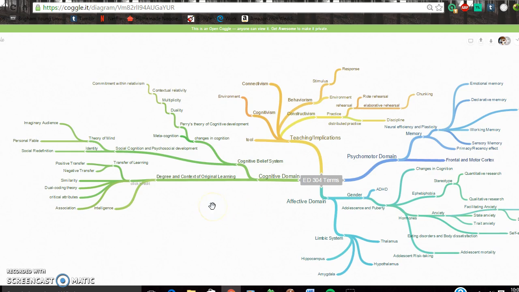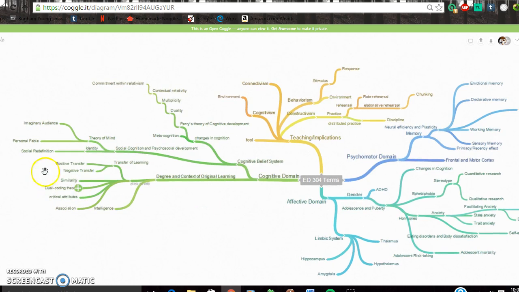So anyway, the degree and context of original learning is really, really important. And it kind of goes hand in hand with the transfer of learning, and the transfer of learning is just how the things that they've learned previously affect the things that they learn now. And there's positive and there's negative transfer. Positive transfer actually helps in new learning. Negative transfer inhibits new learning, and it's kind of hard.